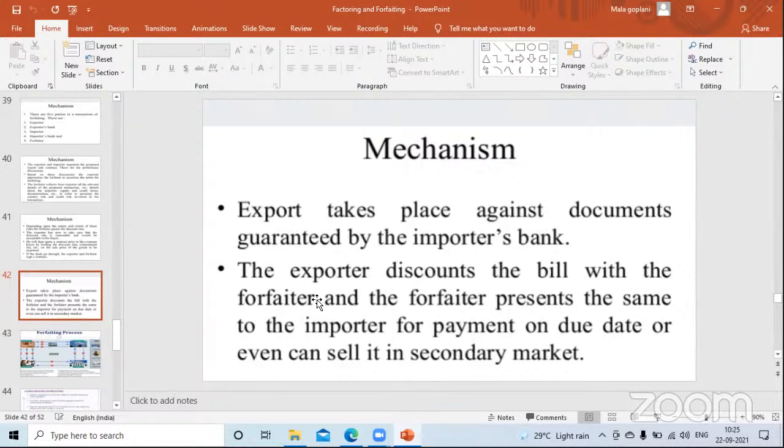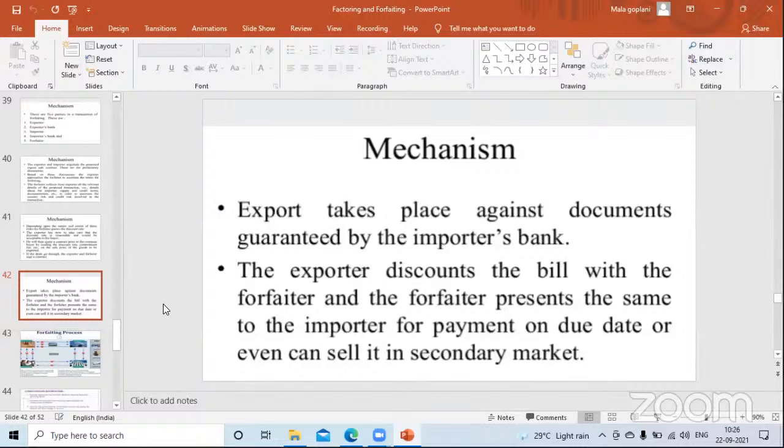But he will have to inform the importer that now you're not going to pay the forfeiter, but you're going to pay somebody who has purchased these bills in the secondary market. So see how the bills are transferring from one hand to another hand. But if the forfeiter is holding all the bills with himself, he will have to hold on till the due date. He cannot ask for the payment before the due date. So that's what he's saying. He will present the same to the importer for payment on the due date.